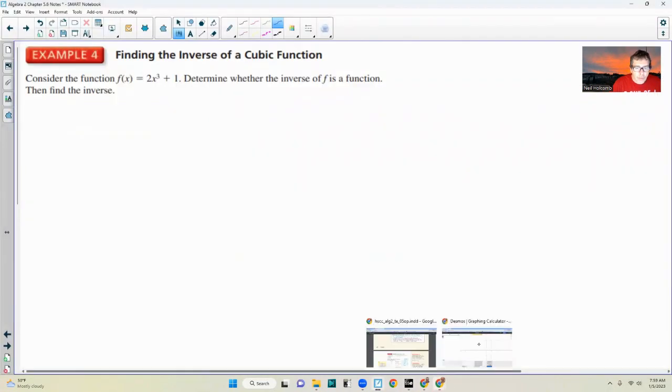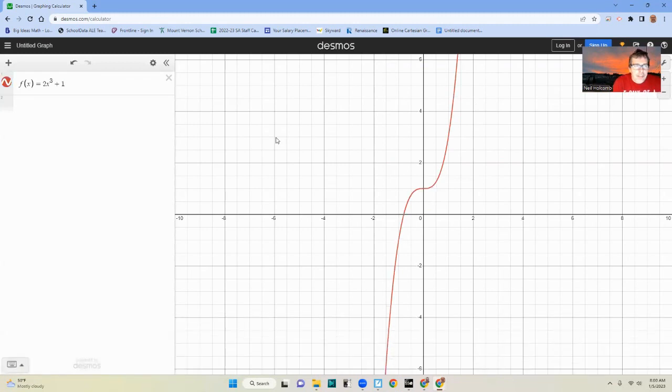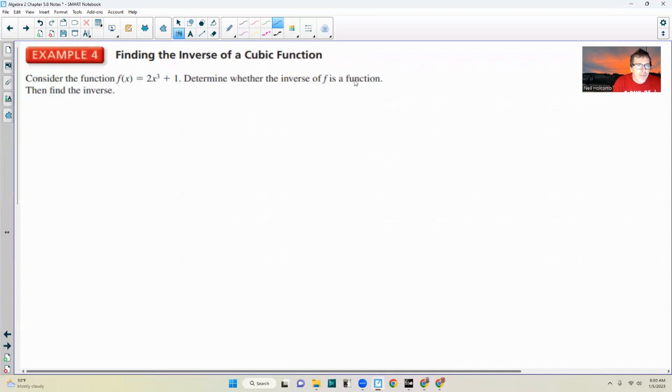The function is f of x equals 2x cubed plus 1. We'll shift it up. As you can see, if I draw a horizontal line anywhere on this graph, it is only going to hit at one location. So the horizontal line test passes, so the inverse will be a function. Now we're going to find that. I graphed it, so it will be a function.